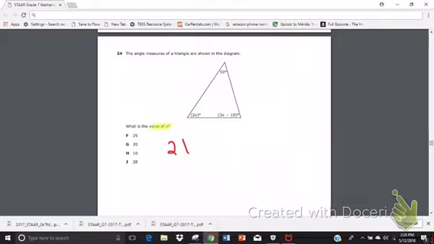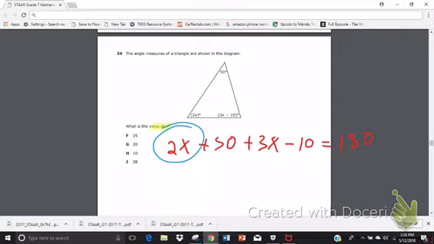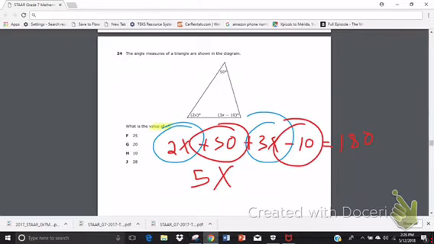So y'all can do this. 2x plus 50 plus 3x minus 10 is equal to 180. Combine like terms, ladies and gentlemen. You have a variable there, a variable there. They're both positive, so we have a total of 5x. Let's add our numbers here. 50 minus 10 is 40, equals 180. Subtract 40 from both sides. And once you all solve for that, you all will end up getting that number 24.